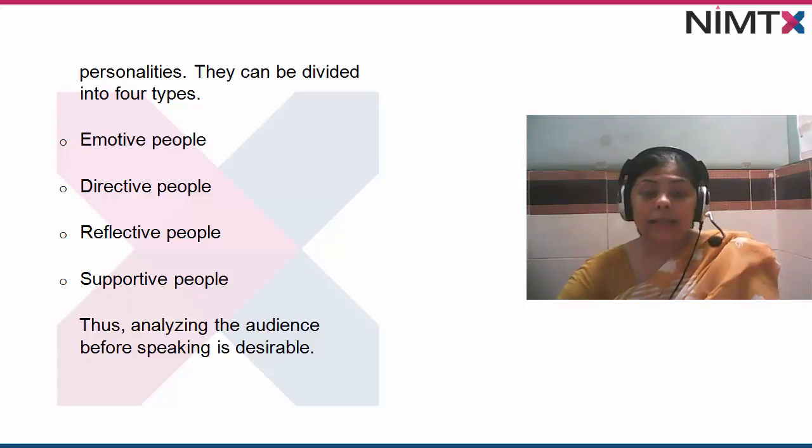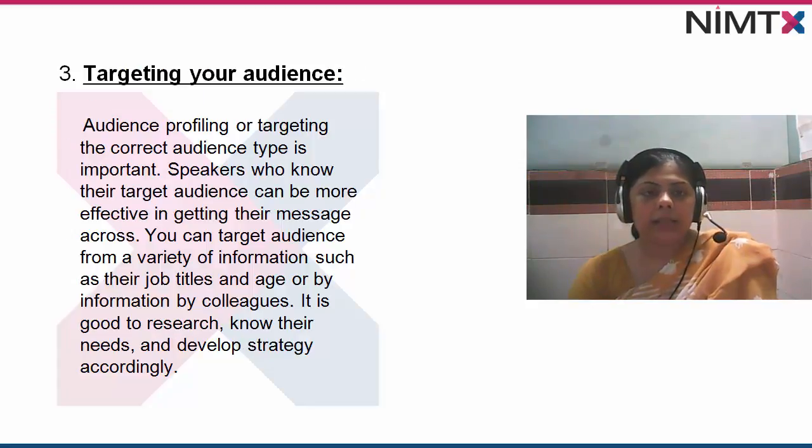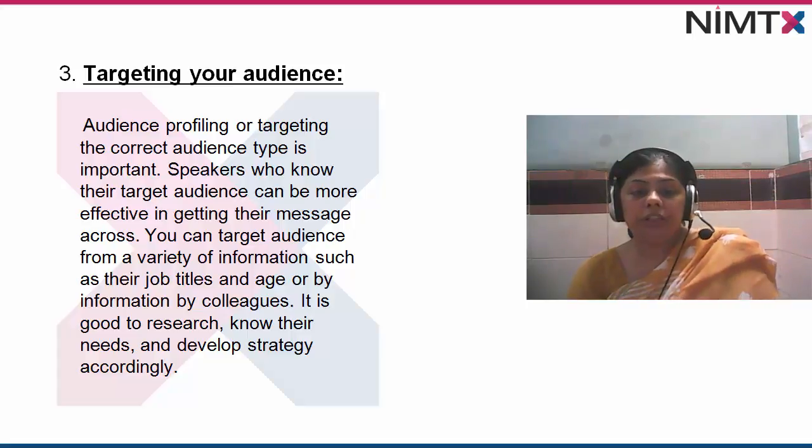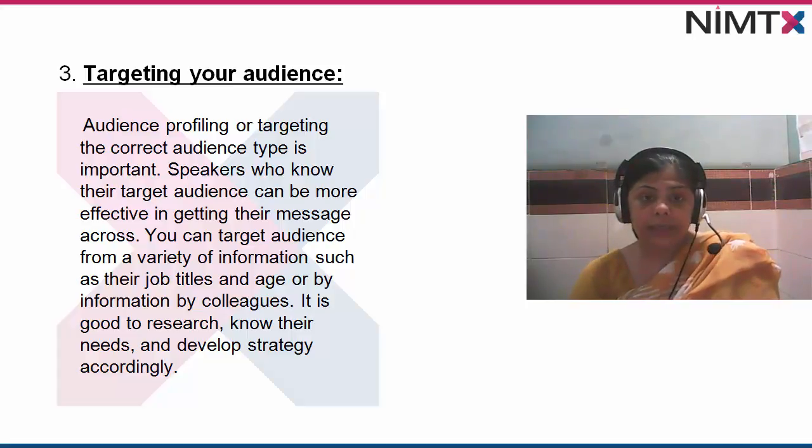So it says that analyzing the audience before speaking is desirable. Targeting your audience. Audience profiling, or targeting the correct type of audience, is important. Speakers who know their target audience can be more effective in getting their message across. You can target audience from a variety of information, such as their job titles and age, or by information from colleagues. It is good to research, know their needs, and develop strategy accordingly.